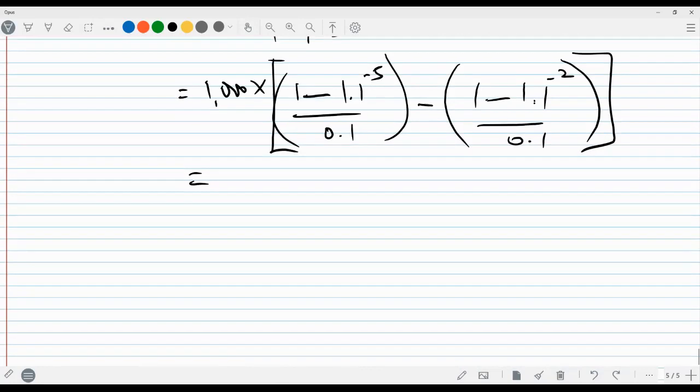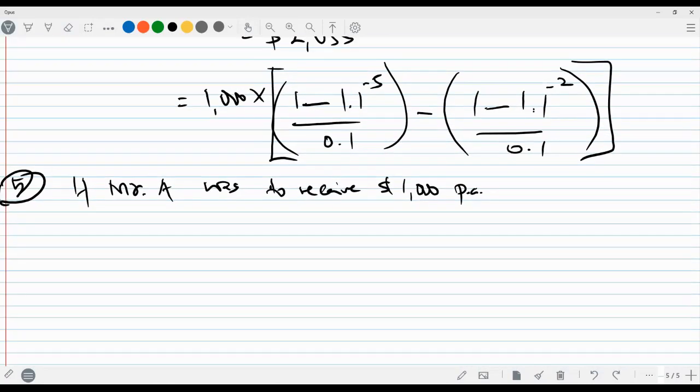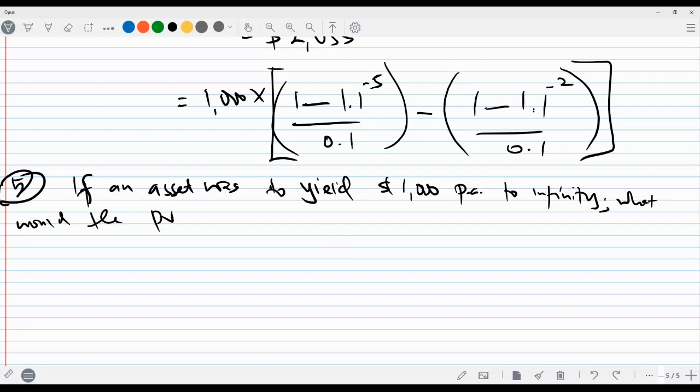Maybe we can do another example. Example 5. If Mr. A was to receive $1,000 per annum to infinity. If an asset was to yield $1,000 per annum to infinity, what would be the present value of all the receipts, if the rate is 10% per annum?